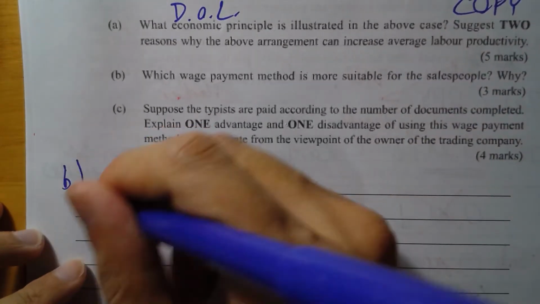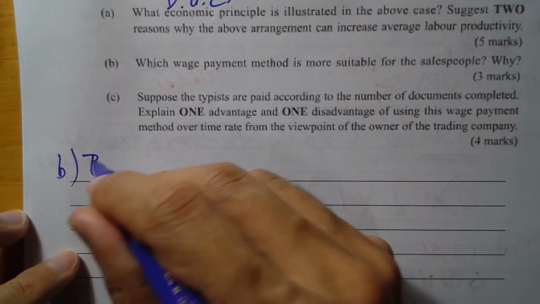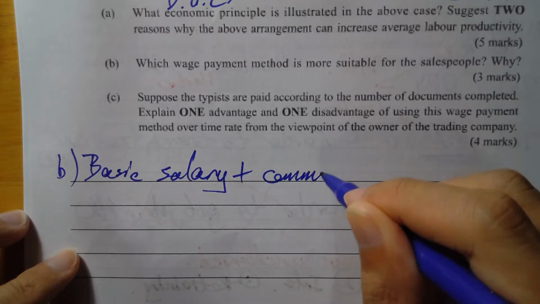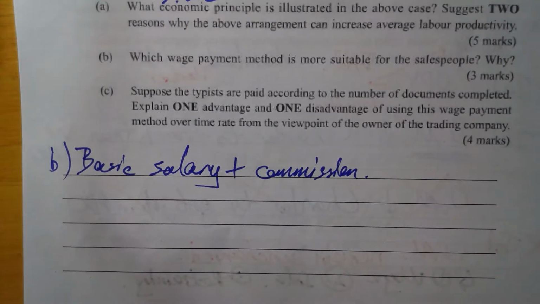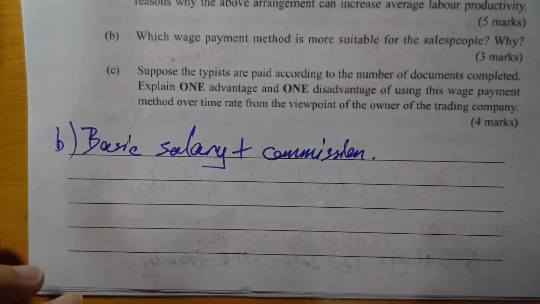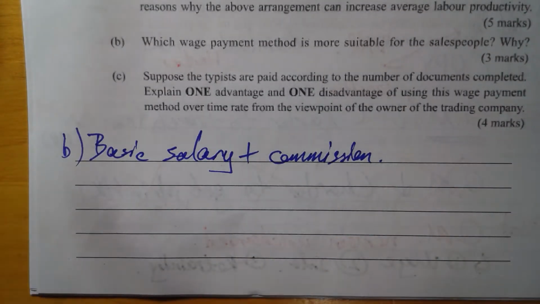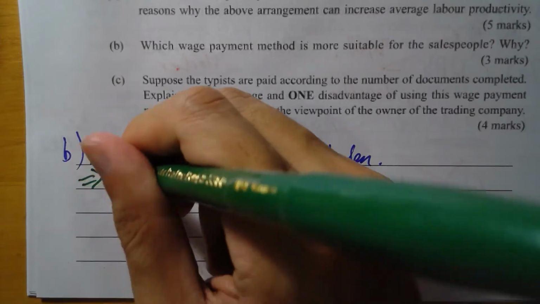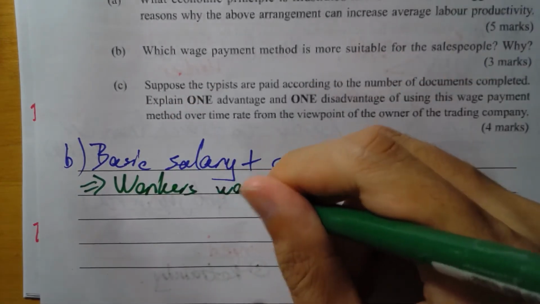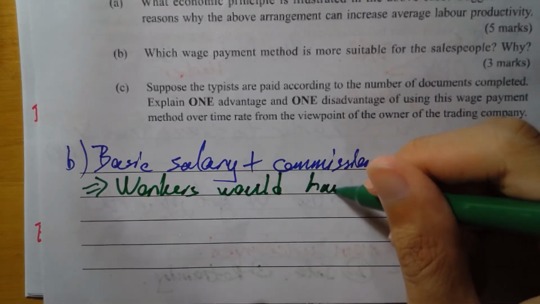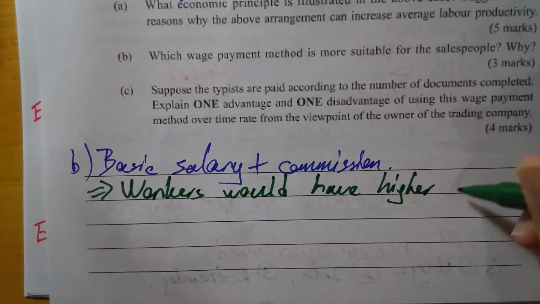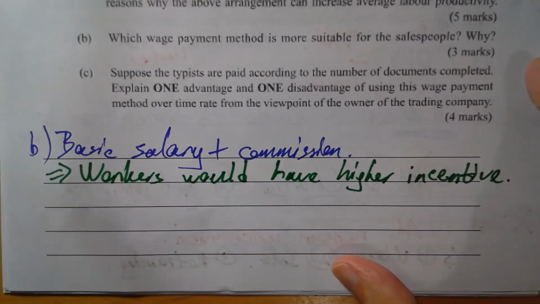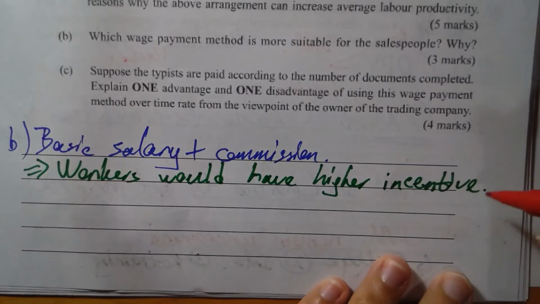Okay, now here, I think you already know salesperson. We are talking about basic salary plus commission. We all know that. Now, some of you write me an answer like this. This is the best arrangement because by basic salary and commission, workers would have higher working incentive. I won't write it all out. Now, this is a correct answer.